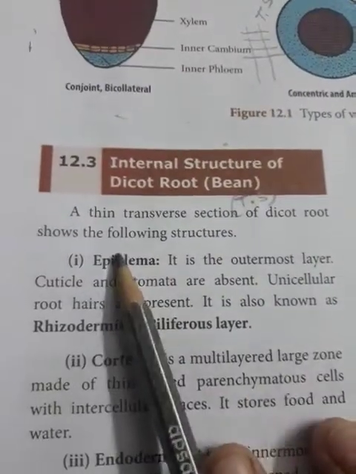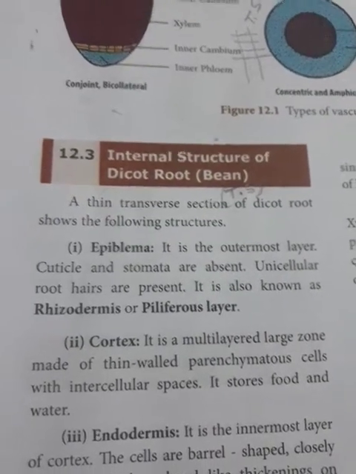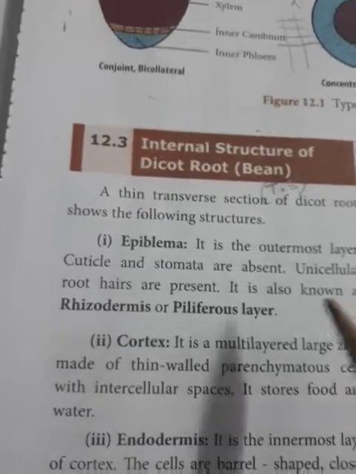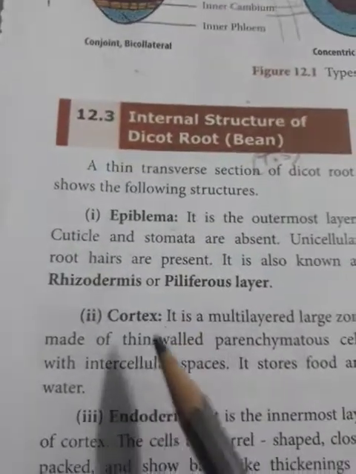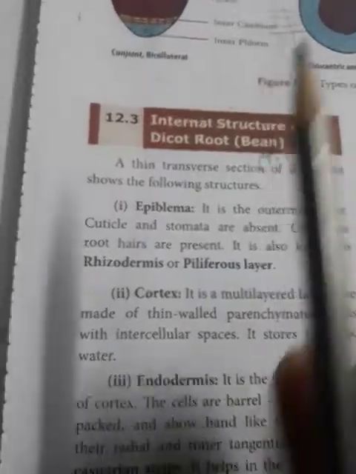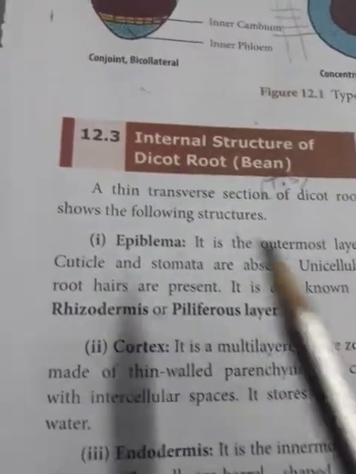TS of the dicot root shows the following structure. Three important parts can be seen, both same in monocot and dicot, and repeatedly I am saying. What are the parts? The first one is called the epiblema. Second part is called the cortex. Third part is called the endodermis, and fourth part is called the stele. All these four parts will be there in both types of roots.